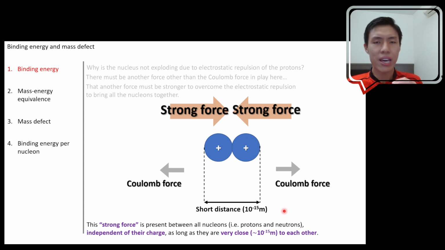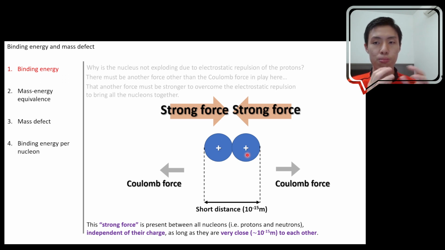Strong force will only be activated, or strong force will only be significant, when you are able to put these protons and neutrons very, very near to each other, somewhere around the order of 10 to the power negative 15 meter. Then strong force will be activated, and since it's much stronger than Coulomb force, you are able to bring those protons and neutrons together to form your nucleus.